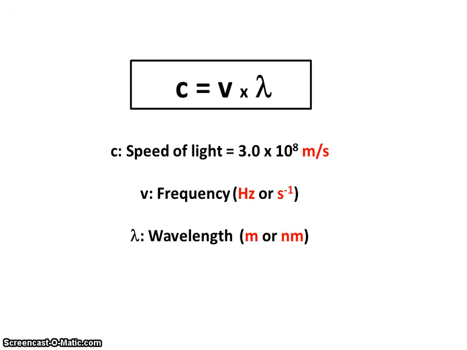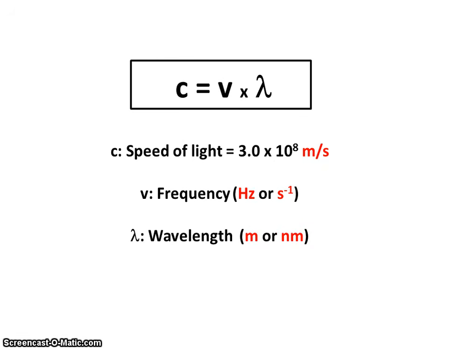I'm going to guide you through the use of the equation that correlates the speed of light, frequency, and wavelength in this station. So looking at the equation right here, C represents the speed of light, or 3.0 times 10 to the 8 meters per second. This is a constant, so it never changes. The value of C is always the same.